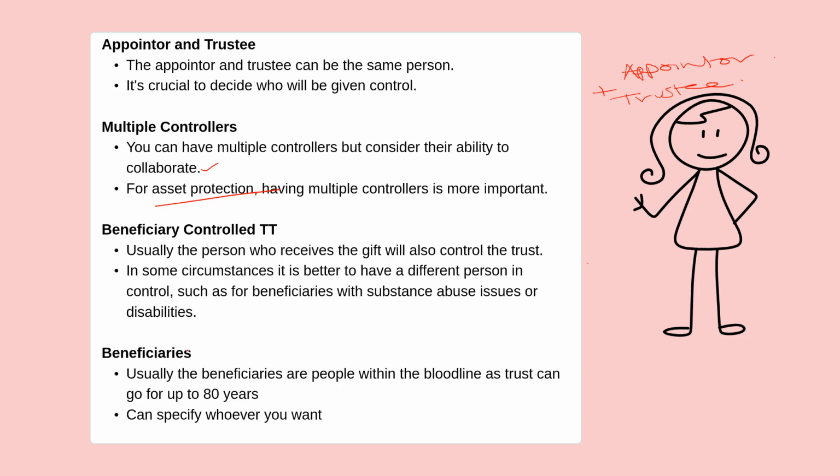And so the people that are the beneficiaries, the way that we generally draft the trust is so that it goes in accordance with your bloodline. Because a trust can exist for up to 80 years, you would have as the beneficiaries your kids and grandkids and great-grandkids and so on. But really, you can specify whoever you want to be a beneficiary of your testamentary trust.